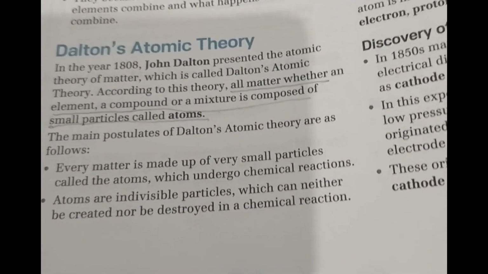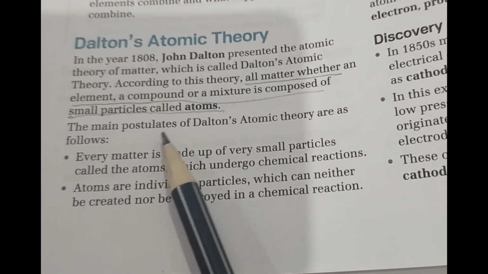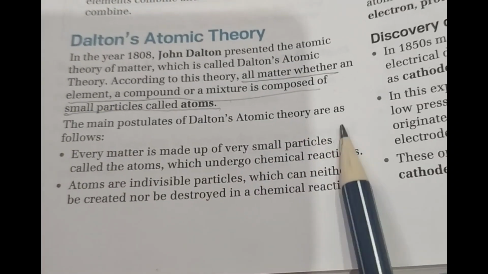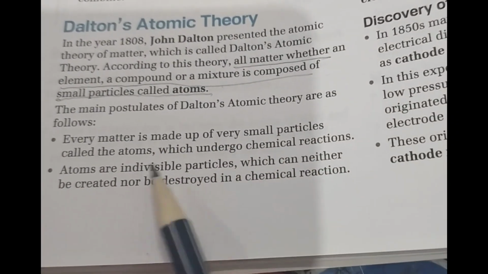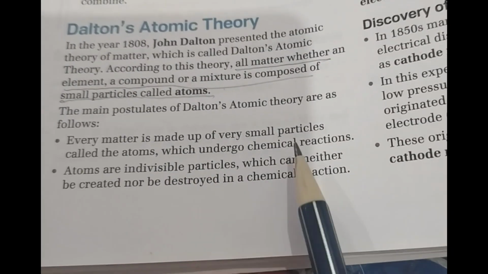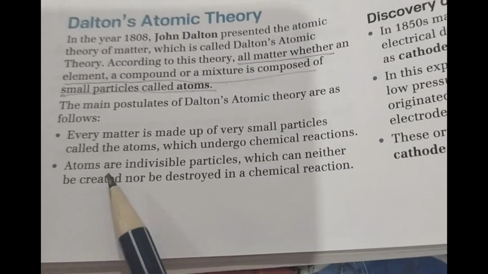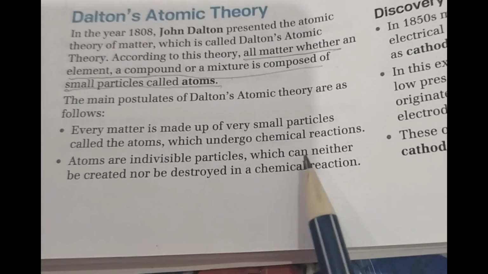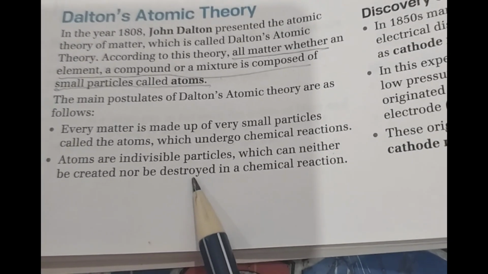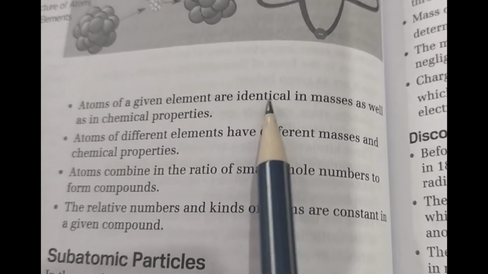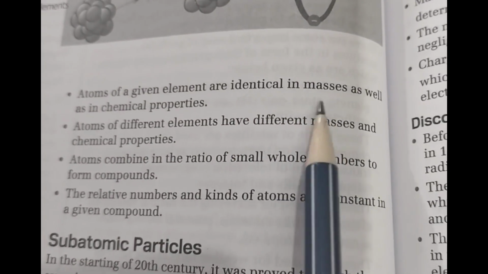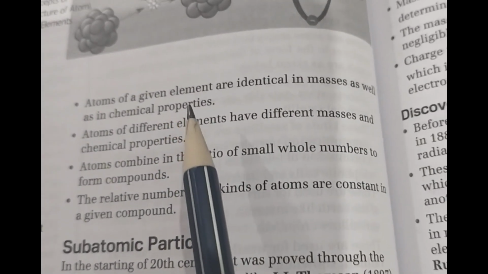The main postulates of Dalton's atomic theory are as follows. Every matter is made up of very small particles called atoms, which undergo chemical reactions. Atoms are indivisible particles which can neither be created nor destroyed in a chemical reaction. Atoms of given elements are identical in masses as well as in chemical properties.